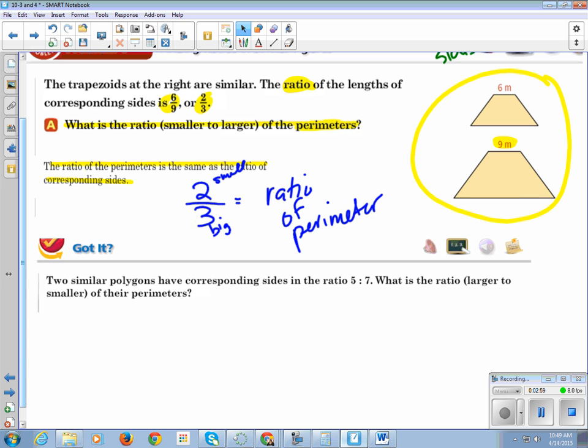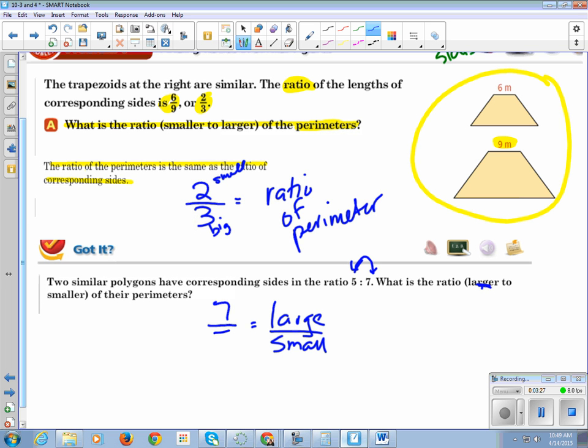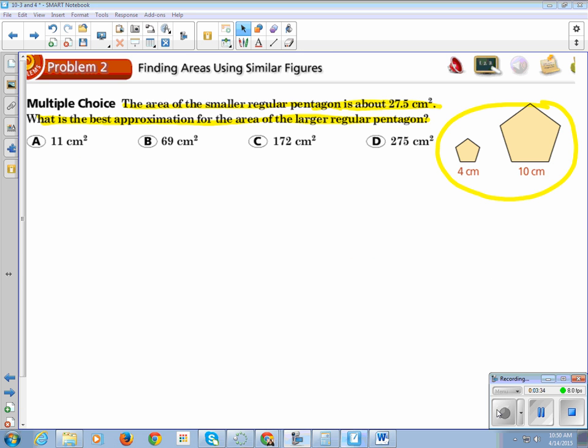Let's look at our Got It question. Two similar polygons have corresponding sides in the ratio 5:7. What is the ratio, larger to smaller, of the perimeters? It's going to be the same, except I'm going to switch these because it wants larger to smaller. So it's going to be 7/5. That's the answer.